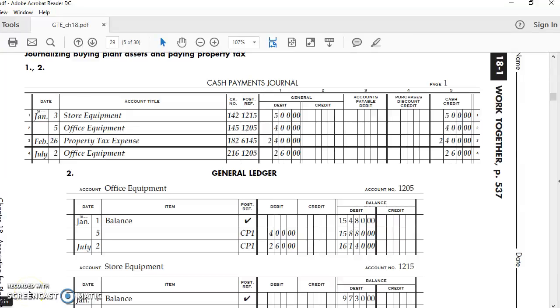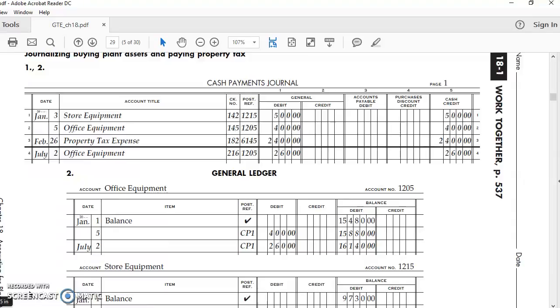Hello, Accounting 2. The lesson that I want to teach you today is Chapter 18, Accounting for Plant Assets and Depreciation. You folks did the vocabulary last week for plant assets and depreciation, and I want you to turn in your textbooks to page 534. On page 534, we start talking about assets and what assets are as far as plant assets.